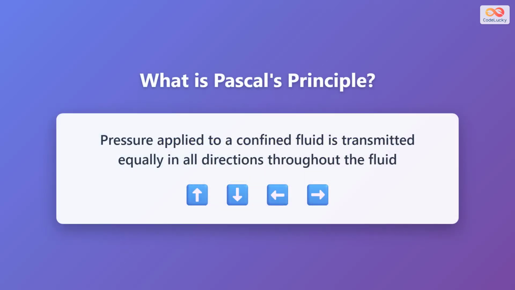Pascal's principle states that when pressure is applied to a confined fluid, that pressure is transmitted equally in all directions throughout the entire fluid. Imagine pressing down on water trapped in a sealed container. The pressure you apply doesn't just stay where you pushed. Instead, it spreads uniformly in every direction: upward, downward, left, and right. Every point in the fluid experiences the same increase in pressure.